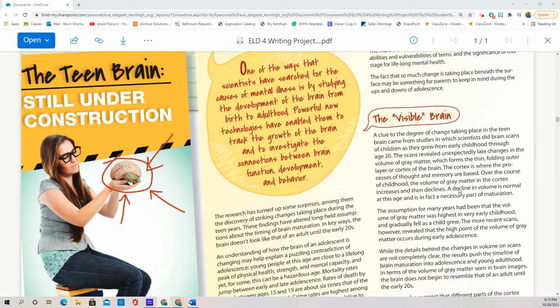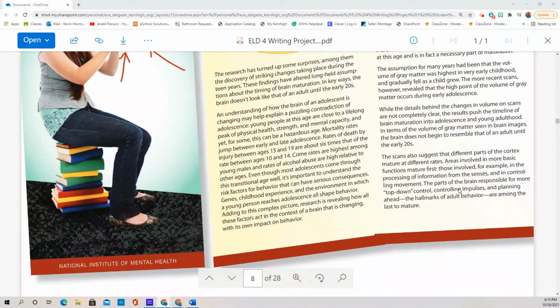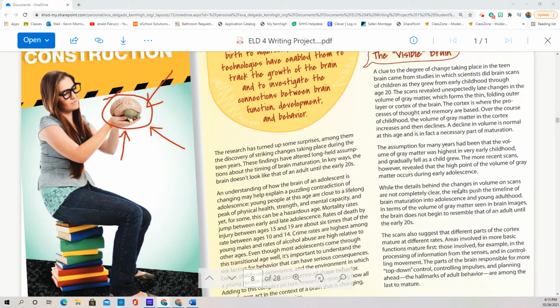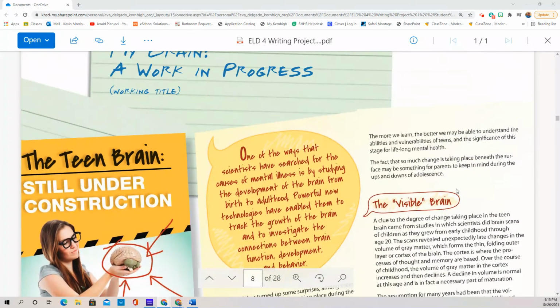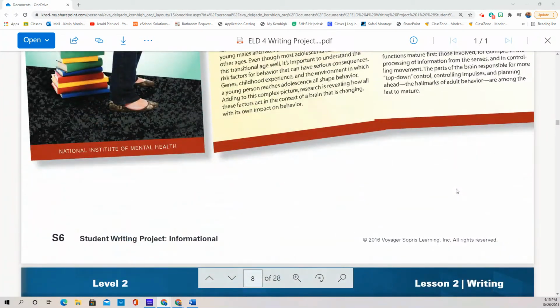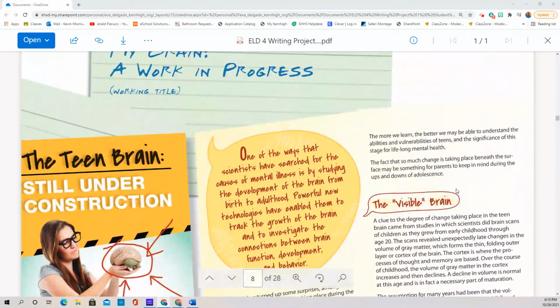The teen brain still under construction. This is from the National Institute of Mental Health. All right, you guys paying attention? You should be following along on page 6. One of the ways that scientists have searched for the causes of mental illness is by studying the development of the brain from birth to adulthood. Powerful new technologies have enabled them to track the growth of the brain and to investigate the connections between brain function, development, and behavior.